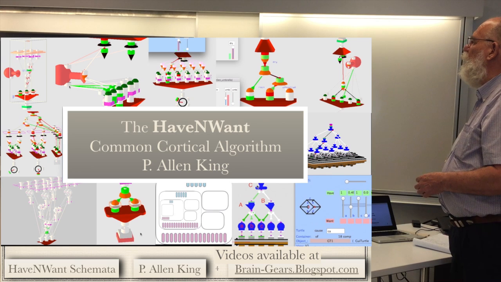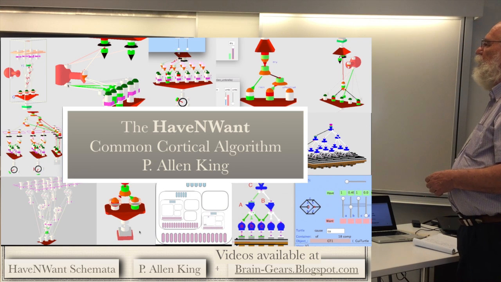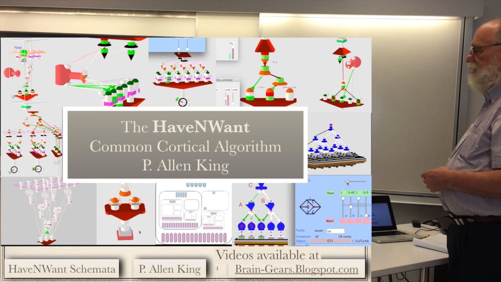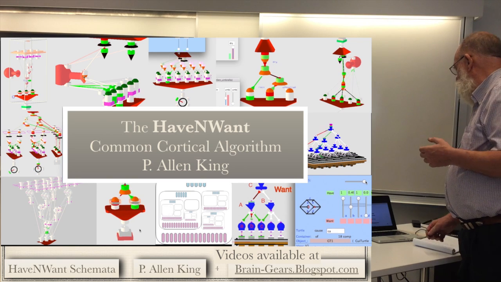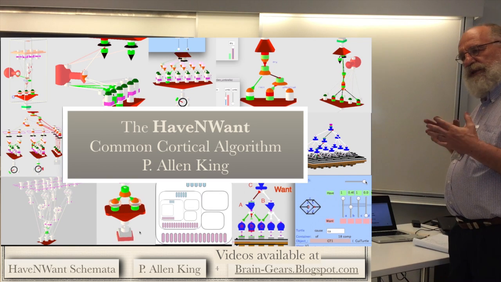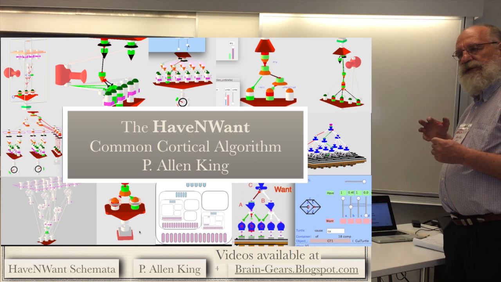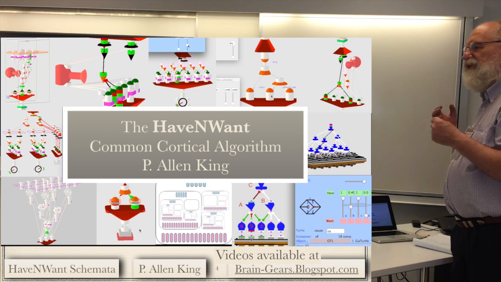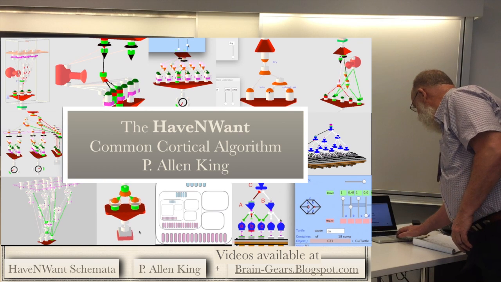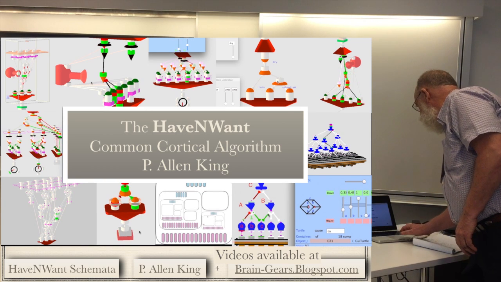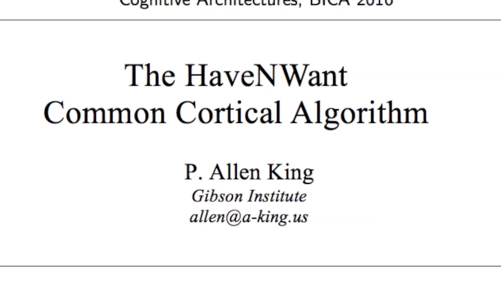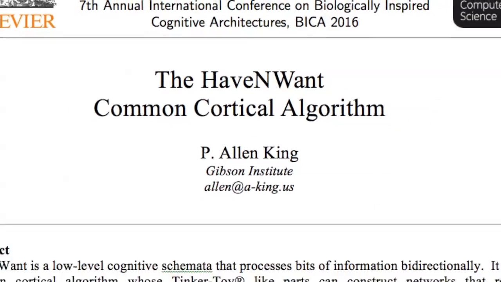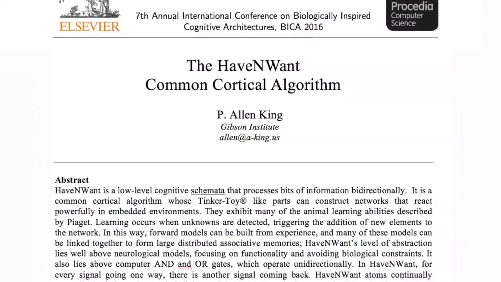It's the abstract read, and it's got some images that I put up to kind of conjure what I'm talking about. So there's a kind of a bombardment of images and verbal, and see if you can pay attention to both. And again, if you don't get it all the first time, go back to the website. The Have and Want Common Cortical Algorithm by P. Alan King.